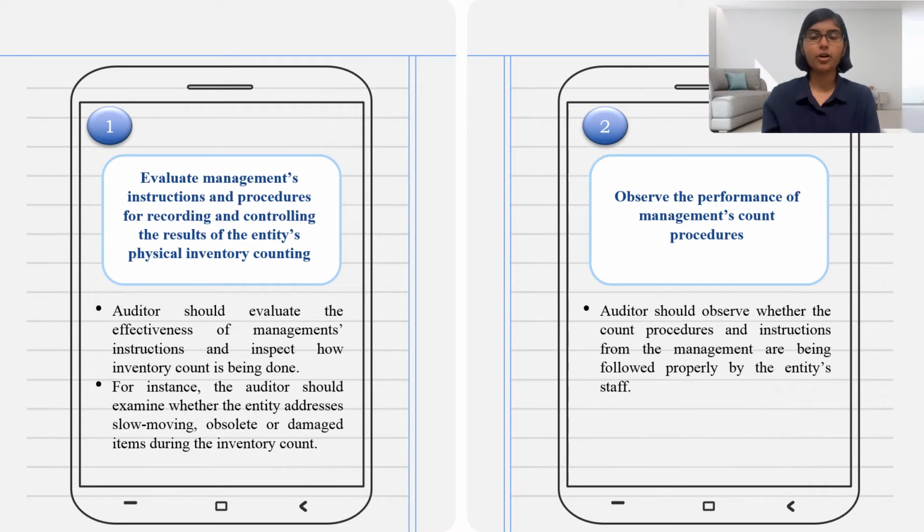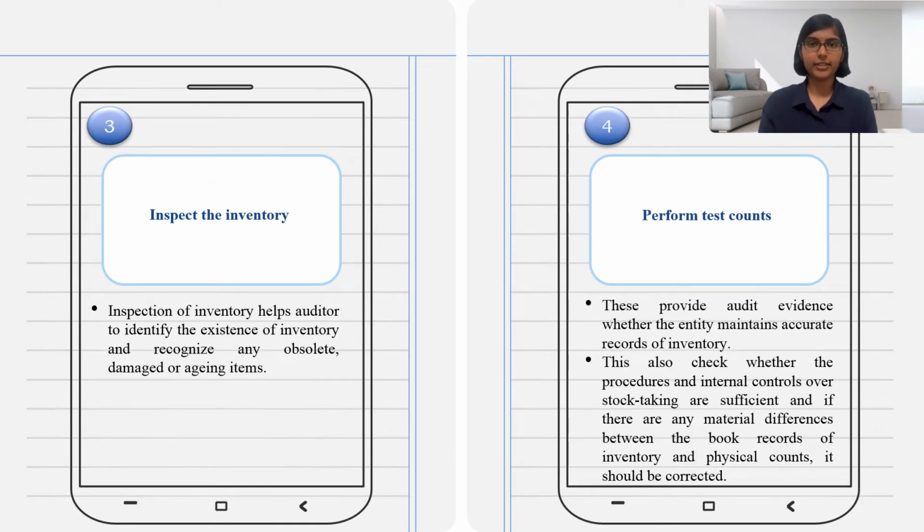For the first activity, auditor should evaluate the effectiveness of management's instructions and inspect how inventory count is being done. For instance, the auditor should examine whether the entity addresses slow-moving, obsolete or damaged items during the inventory count. For the second activity, auditor should observe whether the count procedures and instructions from the management are being followed properly by the entity's staff. For the third activity, inspection of inventory helps auditor to identify the existence of inventory and recognize any obsolete, damaged or aging items.